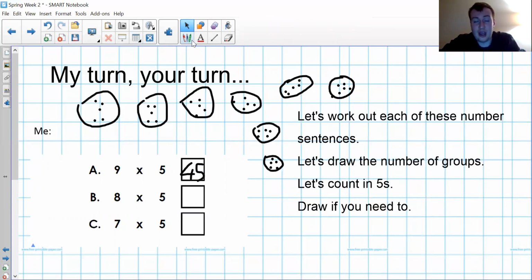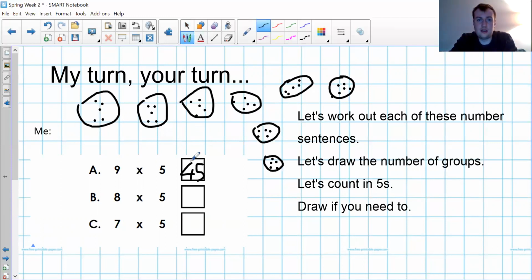Okay? So now 8 times 5, I've done my 8 groups with 5 dots in each. I already did that from the first question. So 5, 10, 15, 20, 25, 30, 35, 40. And then, sorry, that's a very flamboyant 4, which is something I've never said before, but there you go.